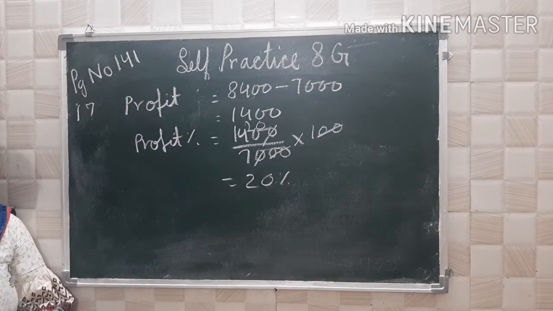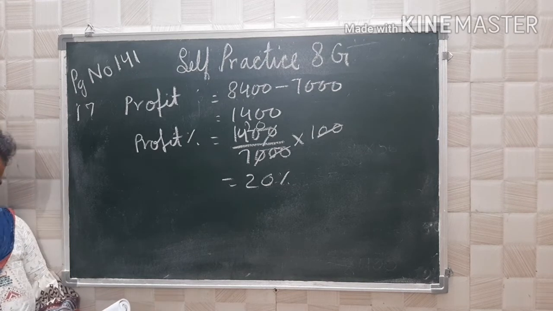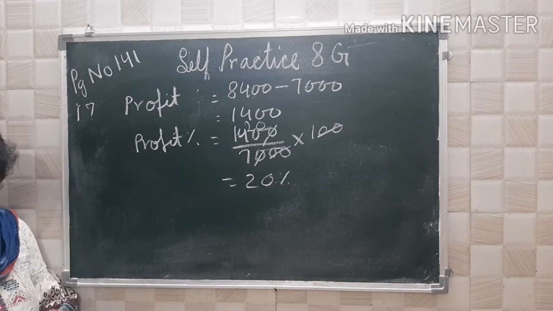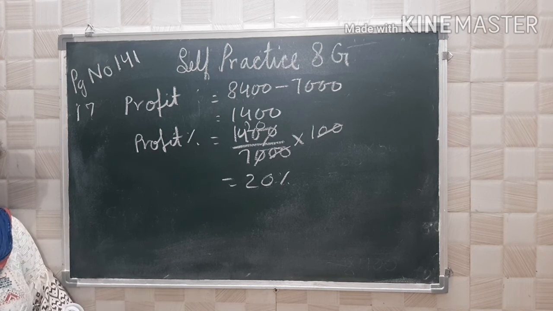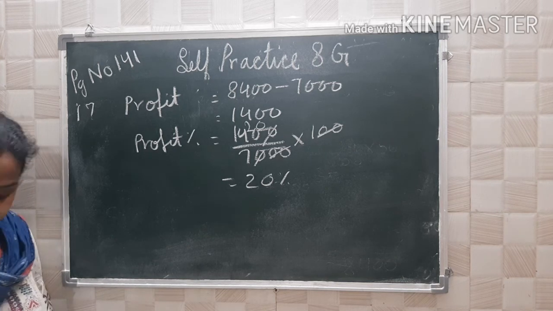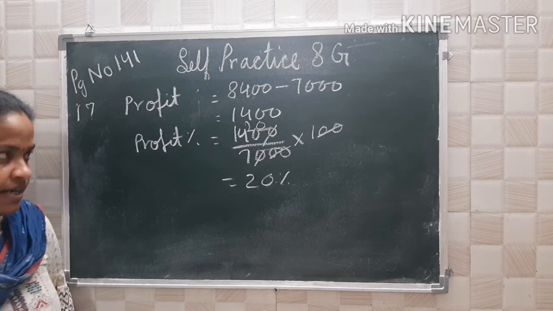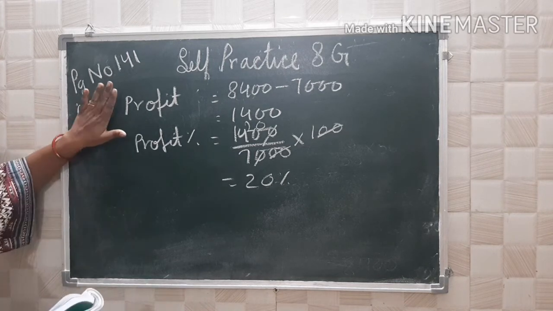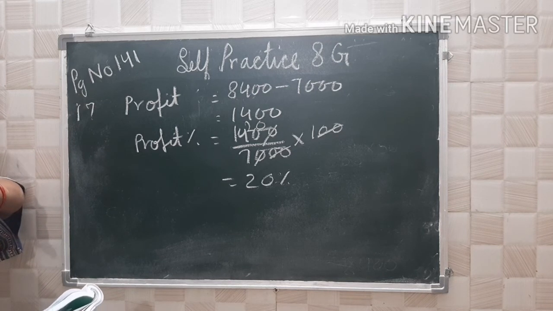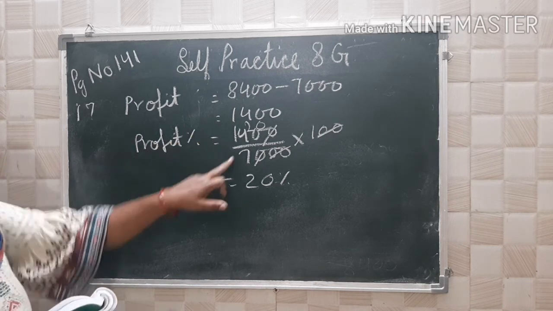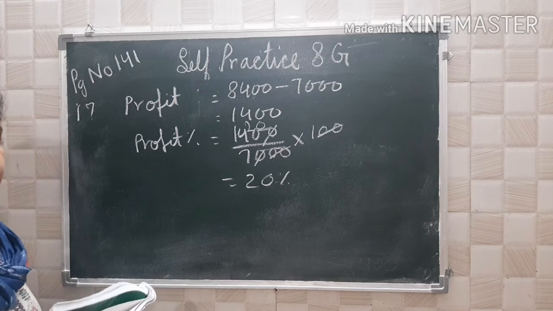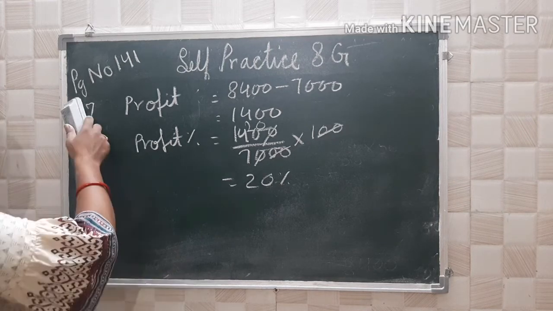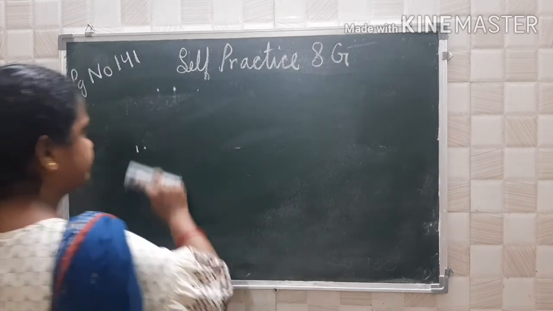See once more, a fruit seller buys 700 oranges at the rate of 500 per 100 oranges and another variety of 500 oranges at the rate of 700 for 100 oranges and sells them at 84 per dozen. Till here we have done. Only we have to find profit and profit percent. Profit will be 8400 minus 7000, that is 1400, and profit percent will be 1400 upon 7000 into 100, that is equal to 20%. Okay students, now come to question number 18.